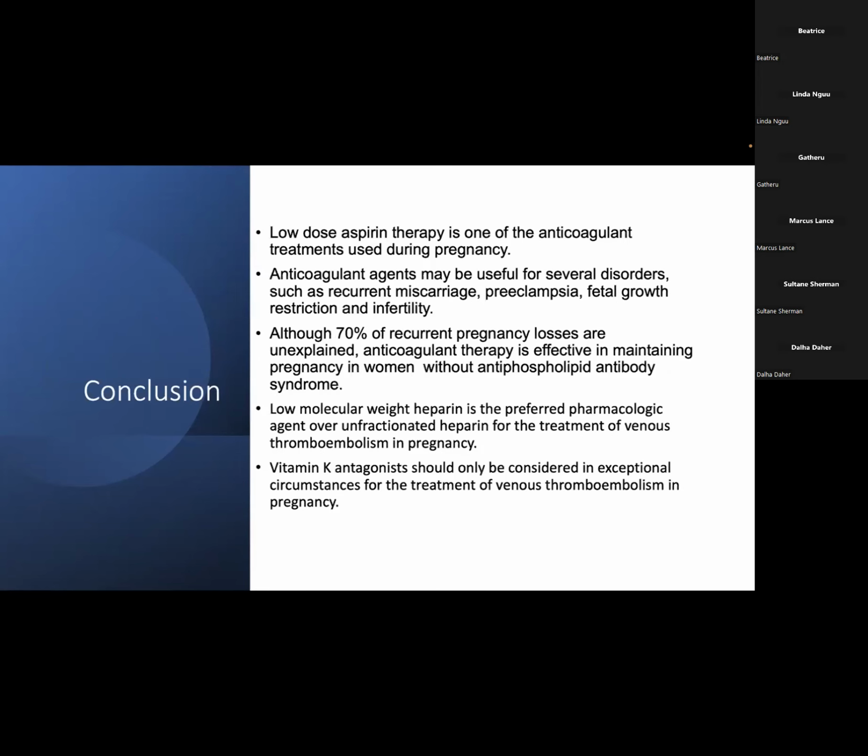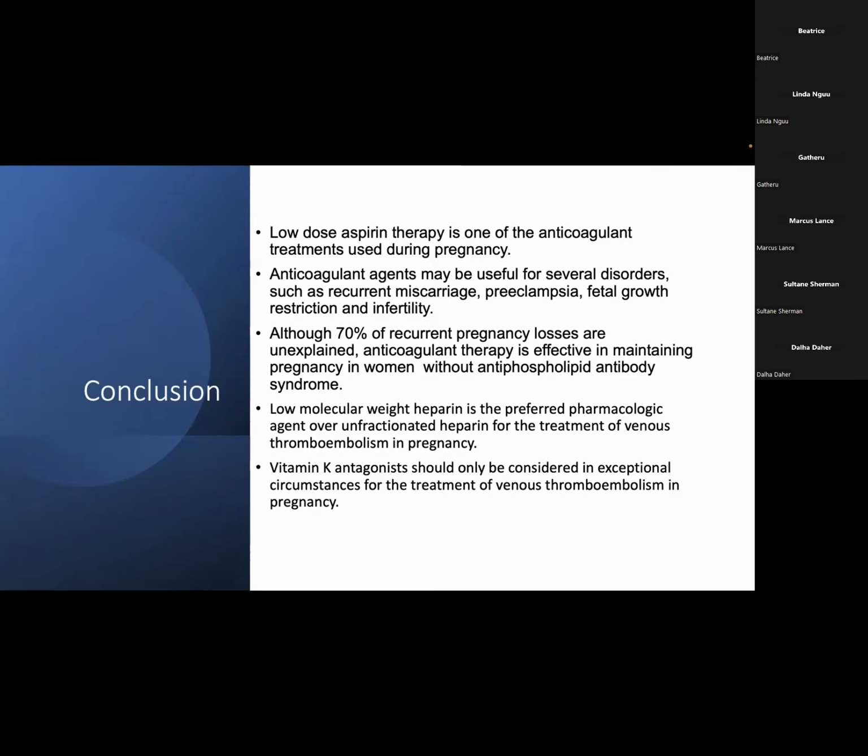Low-dose aspirin therapy is one of the anticoagulant treatments used during pregnancy, as I've said. Anticoagulant agents may be useful for several disorders, such as recurrent miscarriage, preeclampsia, fetal growth restriction, and infertility. So you'll find your patients on them.